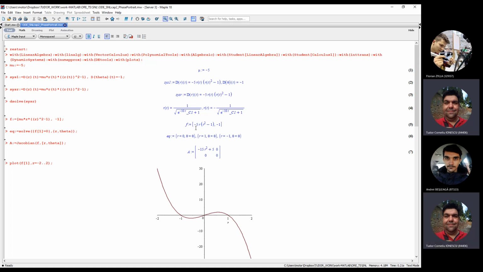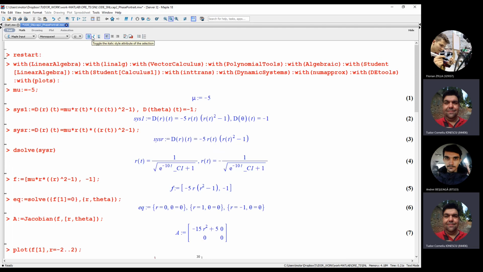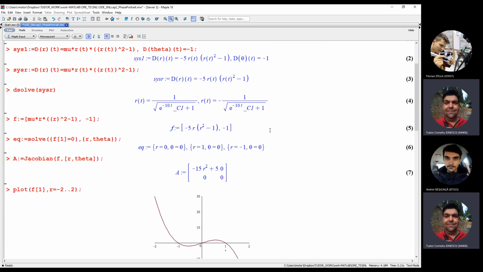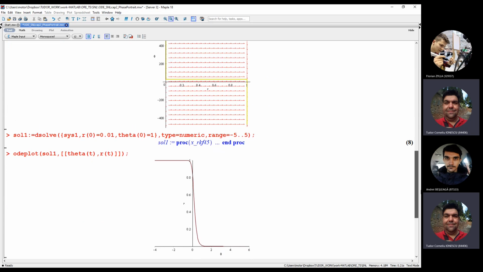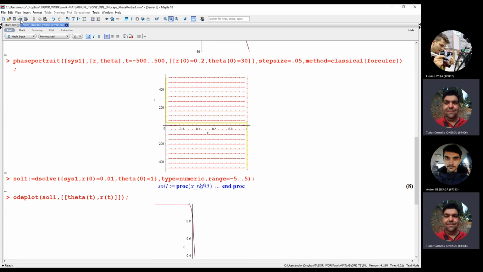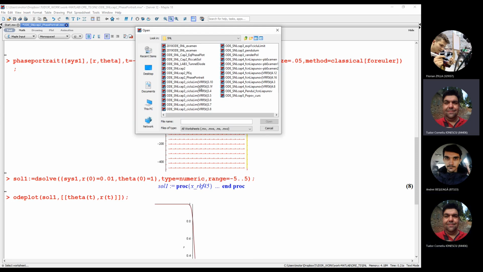But look at this example. We've got here a system of this form. You see this guy here. R dot is minus 5r times 5r squared plus 1, and theta dot is constant. You see, this is the phase portrait of this guy. But I didn't want to show you this. I wanted to show you something else. Limit cycle. I don't want to see the limit cycle.